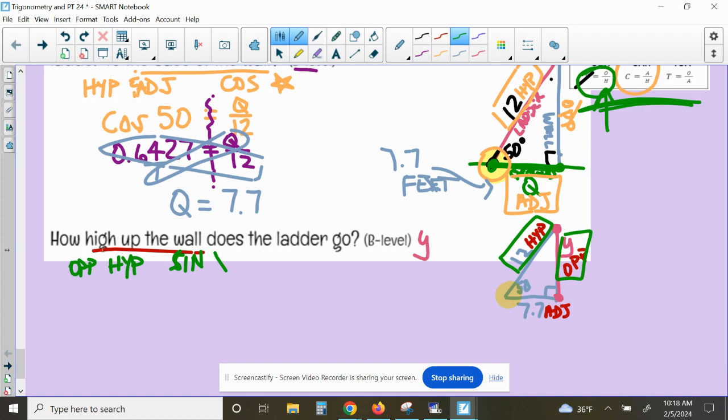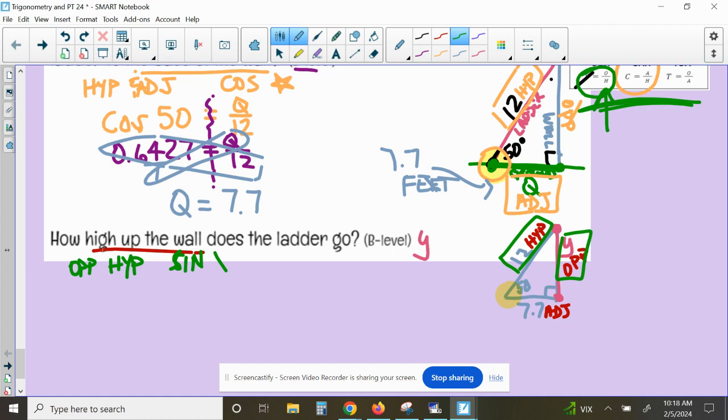My board is frozen. I can't draw. Okay, so you're using sine? Yeah? I was trying to draw a star here, but it's not responding.